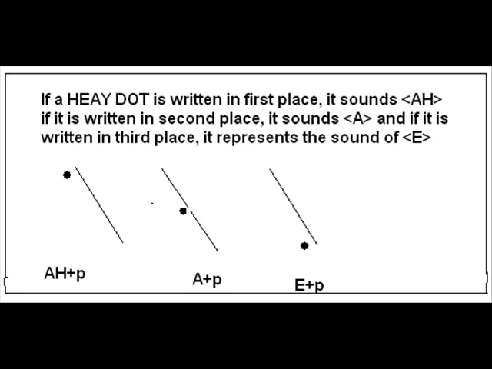Now we will put the vowel signs in the places. How will we get the sounds? We will observe now. If a heavy dot is written in first place, it sounds A. In second place, it sounds A. In third place, it represents the sound of E. Similarly, if a heavy dash is written in first place, it sounds O. In second place, it sounds O. In third place, it represents the sound of Oo.